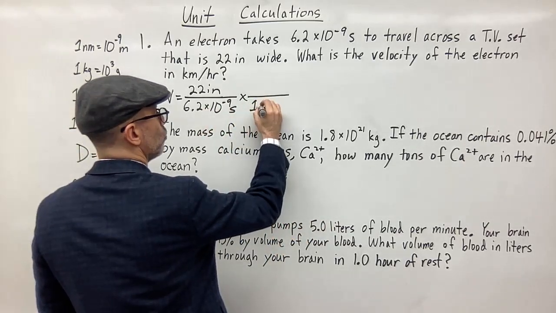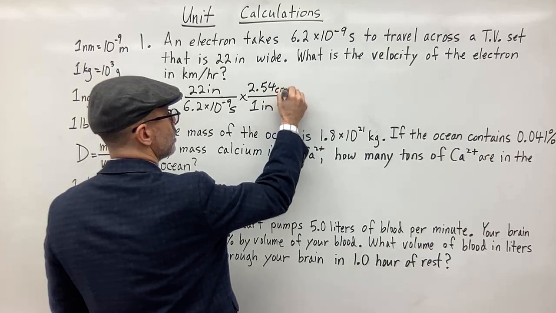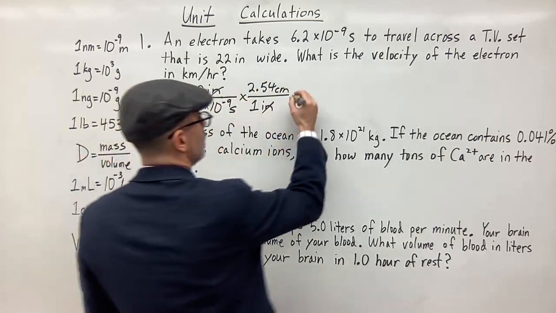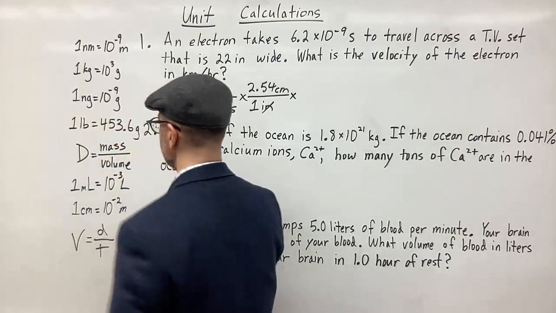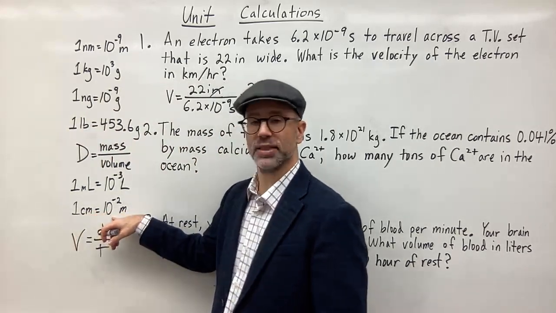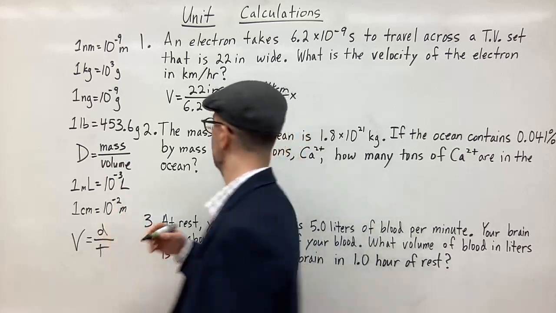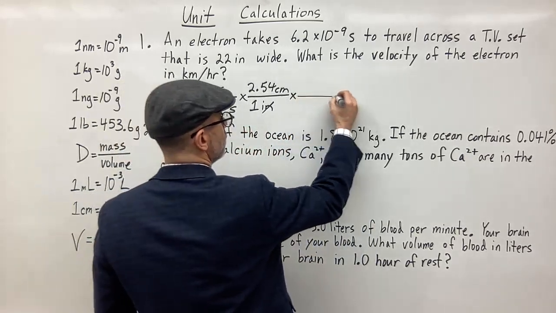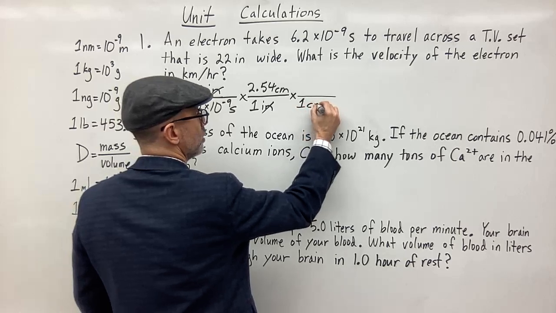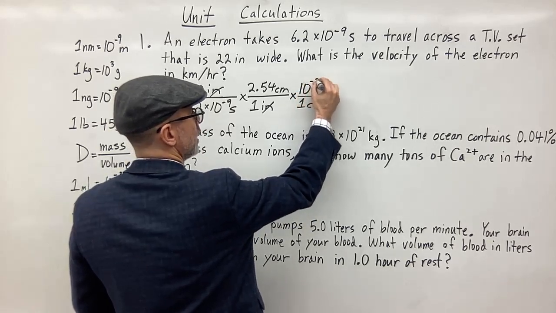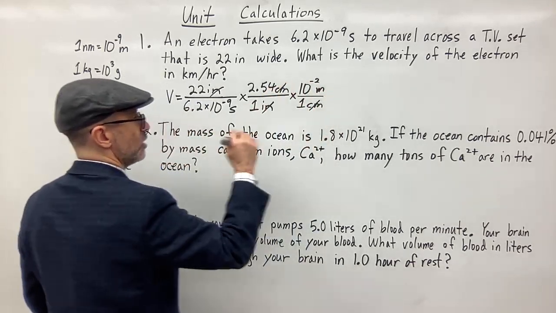So I'm going to put 1 inch on the bottom and 2.54 centimeters on top. Inches will cancel out. Now I have centimeters. So I'm going to convert that to meters using the relationship of 1 centimeter is equal to 10 to the negative 2 meters, or 1 meter is equal to 100 centimeters. Either way works. So here, centimeters on top. So I'm going to put 1 centimeter on the bottom, 10 to the negative 2 meters on top. So centimeters cancels out.